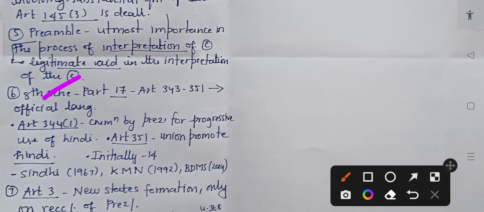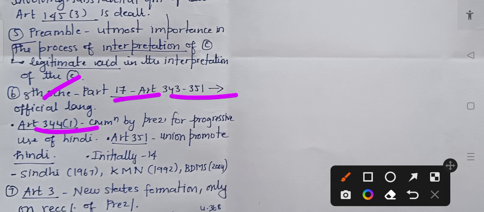And the next fact is about the 8th schedule. The 8th schedule talks about the official languages. It is contained in Part 17, and the articles are 343 to 351. What are the other facts we have to know? Article 344(1) says that a commission has to be formed by the president. Earlier it was every 5 years, now it is once in 10 years. The president has to form a commission, and the commission has to look into the progressive use of the Hindi language.